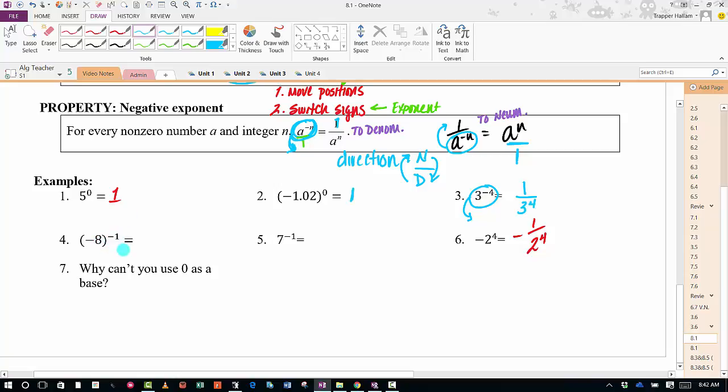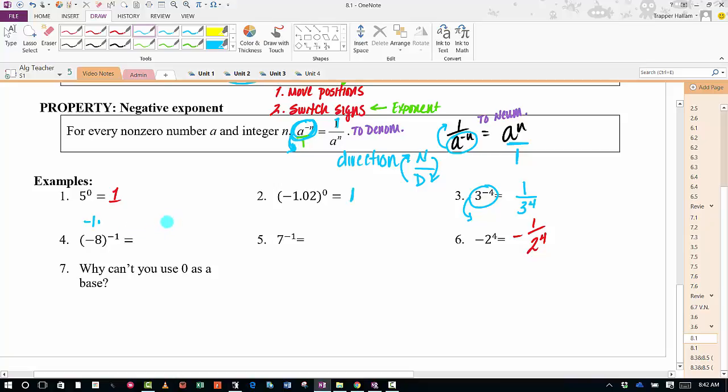So here's a negative 8 to the negative 1 power. Well, don't forget negative 1 is really multiplied to the negative 8. And even though it's in parentheses, it still means that the negative, if you remember about our fractions, can be in the numerator, denominator, or in front. It doesn't change its position.